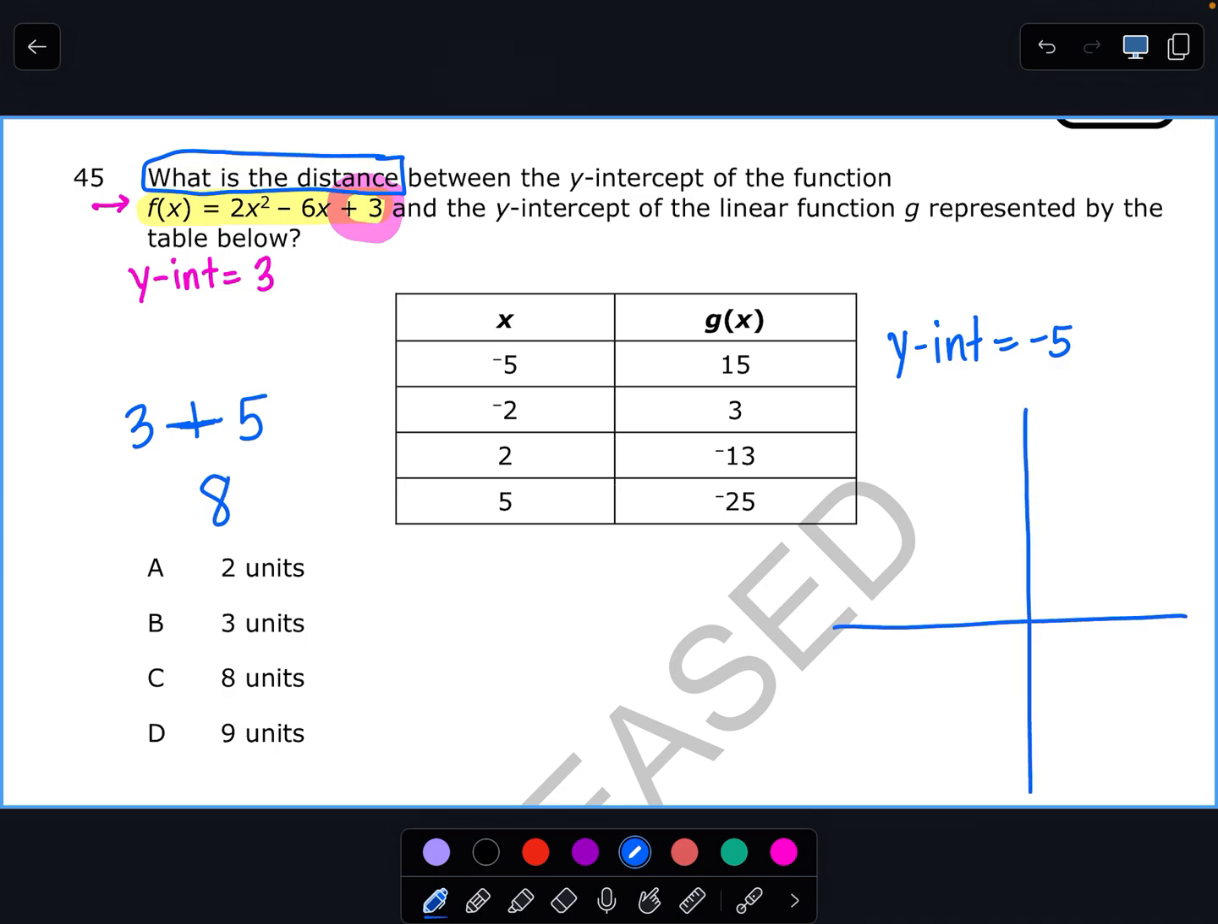You could also graph your y-intercepts. You have one y-intercept at +3 and another y-intercept at -5. You could count 1, 2, 3, 4, 5, 6, 7, 8. So that is a distance of 8 units.